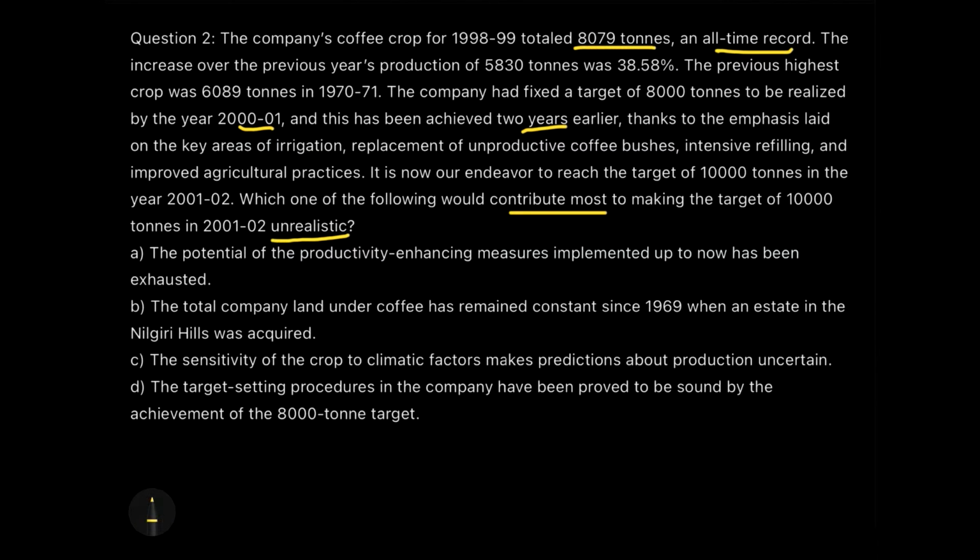Now the things which they are thanking are the reasons for this increased production. So let's see the reason. This is important. Emphasis laid on the key areas of irrigation, replacement of unproductive bushes, intensive refilling, and improved agriculture practices. So this is the reason why the company was actually able to reach the target production. Now it is our endeavor, the company says, to reach the target of 10,000 tons by 2001-2002.